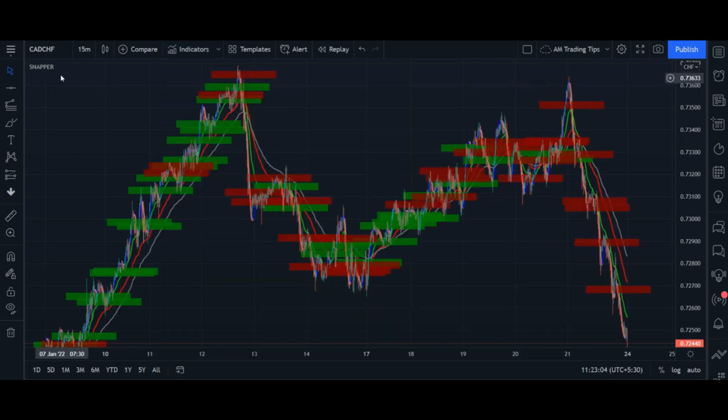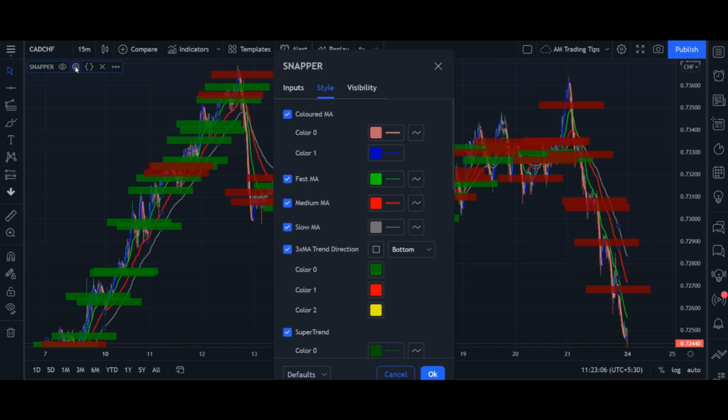But before that, let's make some adjustments to it. Open the indicator settings, then head to the style section and remove all the moving average lines, but you must leave the slow moving average and some other inputs as you can see here.